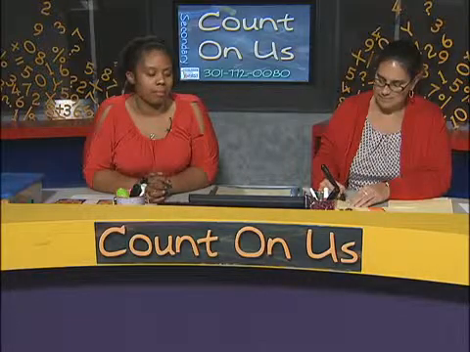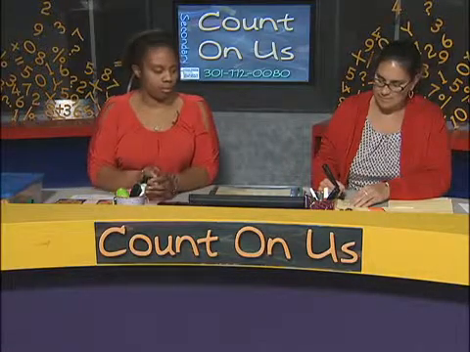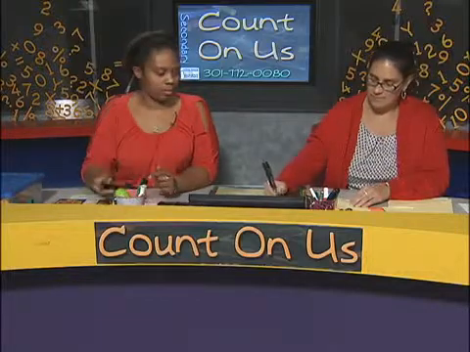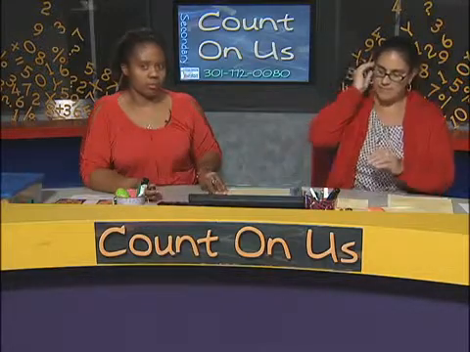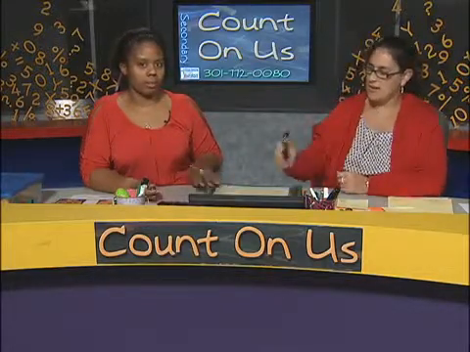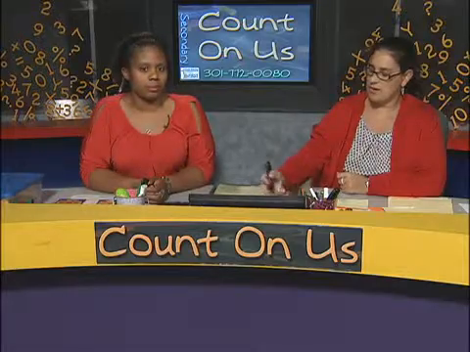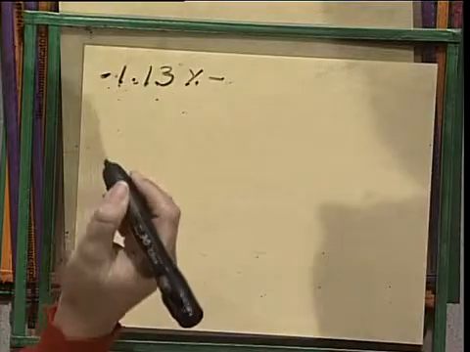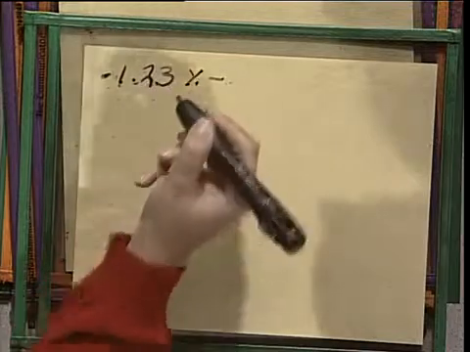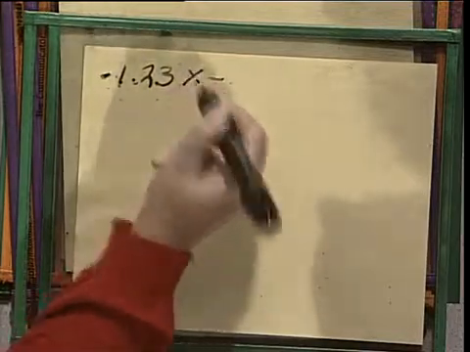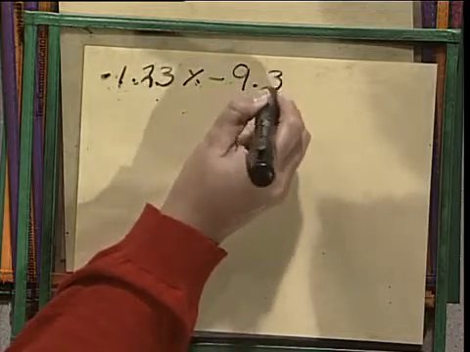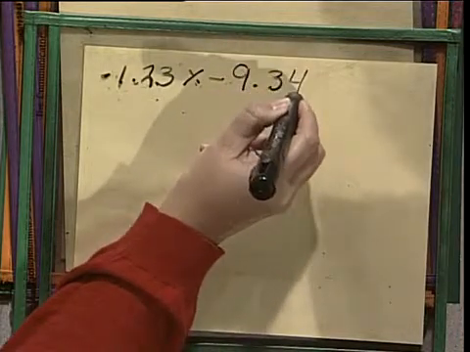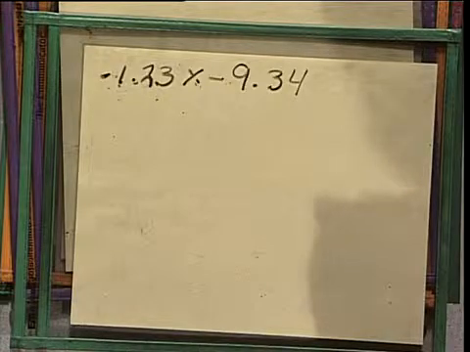Negative 1.23 times negative 2.94. Say that last part again. Negative 2.94. Negative 1.23, okay. Times 9.34? Negative 9.34. Negative 9.34. Okay.